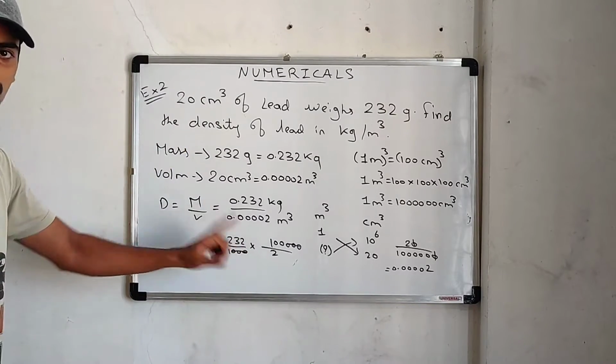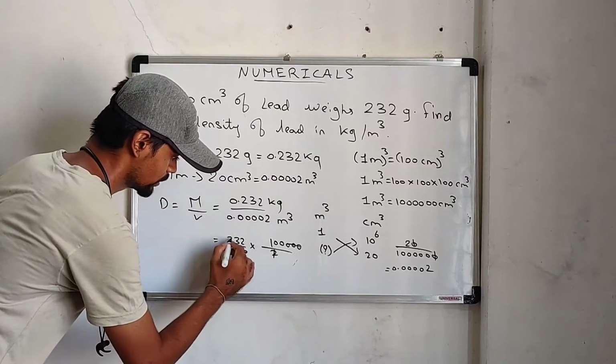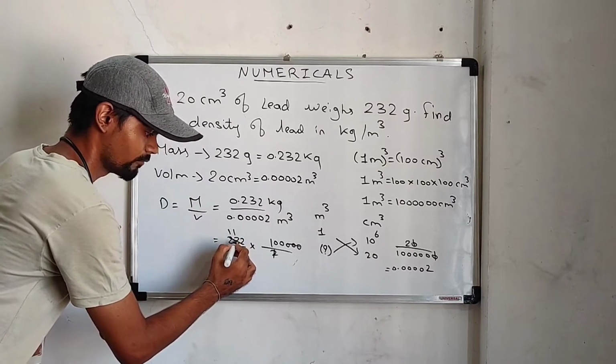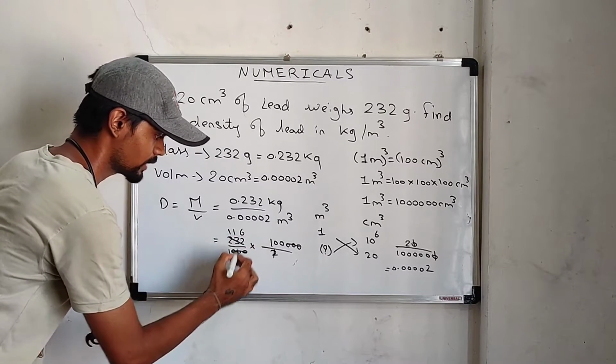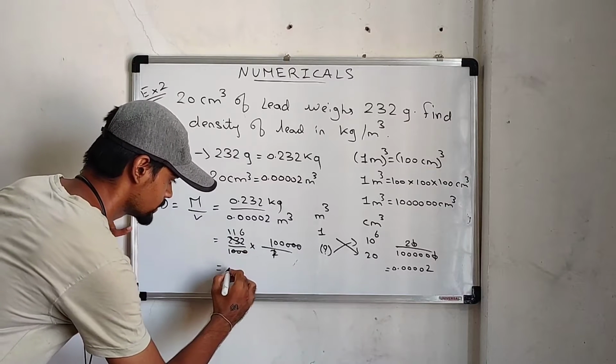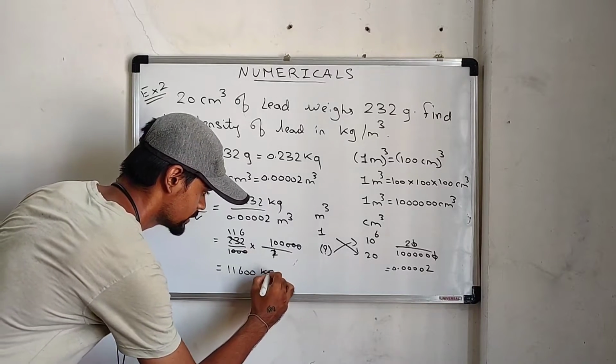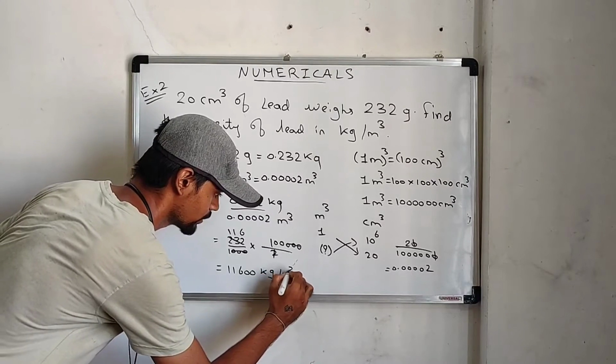Okay. Now simply you will use the table of 2. 2 ones are 2. Again 2 ones are 2. 1 balance, that is 12. 2 sixes are 12. So what did we get as the answer? 11600 kg per meter cube.